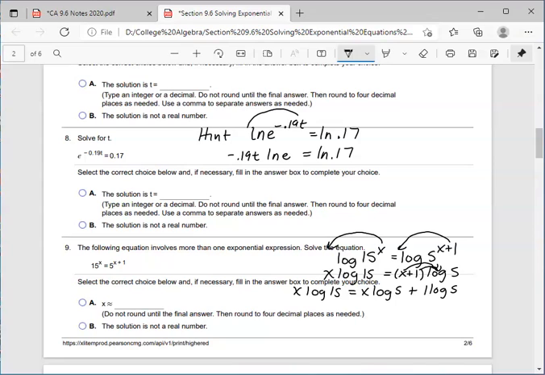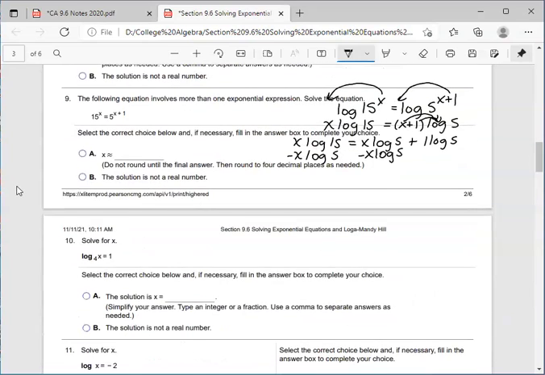We can't have x's on both sides. So I need to get all the x's on the same side so I can group them together. I'm going to subtract an x log of 5 from both sides of my equal sign. So I would get x times the log of 15 minus x times the log of 5 is equal to 1 times the log of 5 is all I have left. And 1 times the log of 5 is just the log of 5.